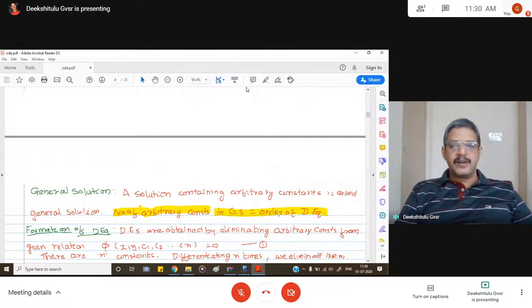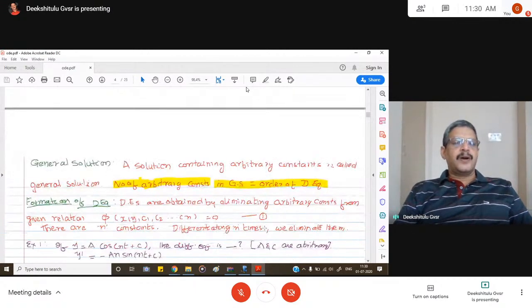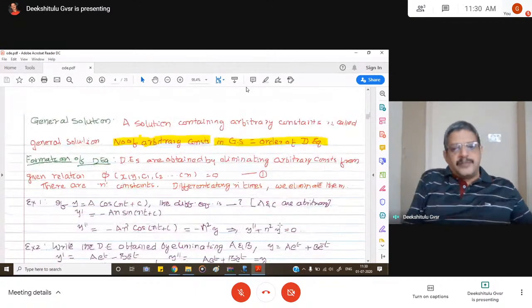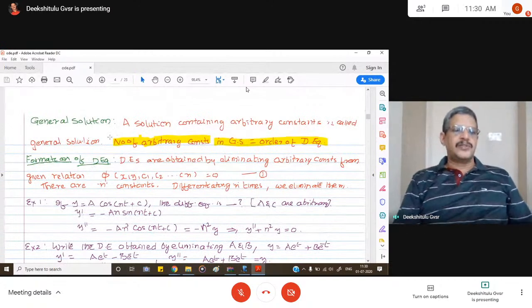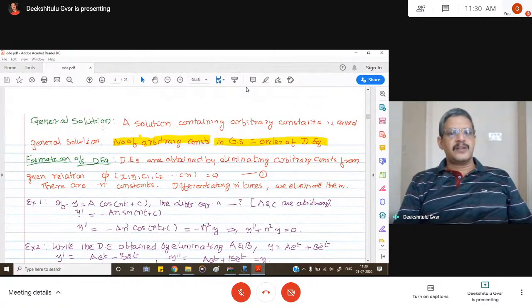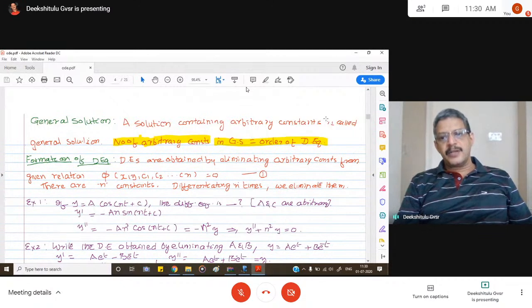If you take a second order equation, we have two arbitrary constants. For a 10th order differential equation, we have 10 arbitrary constants. Then how do you form differential equations? Where do we get these differential equations from? The general solution and the formulation of the differential equation are interlinked. The general solution contains arbitrary constants. From this general solution, if you eliminate the arbitrary constants, you get differential equations.